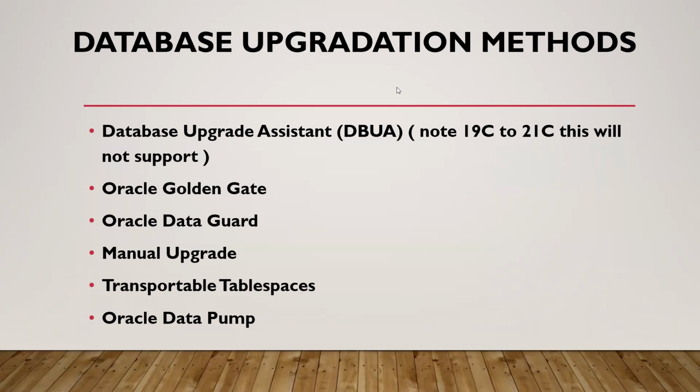So database, next one is DB upgrade methods. How many methods are you going to follow for the database upgrade? We have a couple of database upgrade methods. These are the Database Upgrade Assistant tool. By using DBUA, we can do the database upgrade from 12c to 19c. Or else you can use Golden Gate, or you can use Data Guard, or manual upgrade.